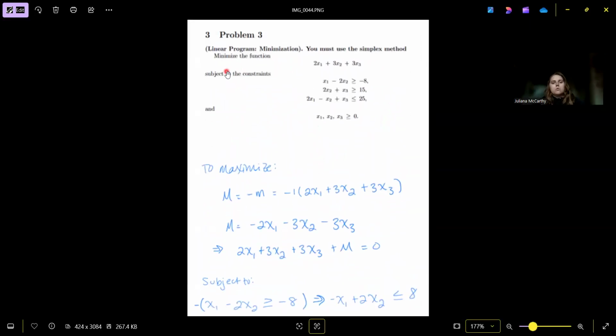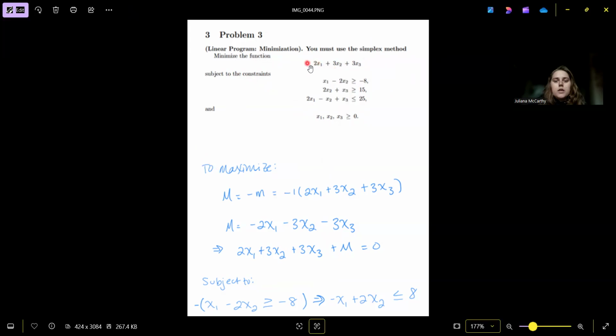We are going to use the simplex method. They want us to minimize the function given 2x1 plus 3x2 plus 3x3 subject to these constraints. However, we only know how to maximize. So we're just going to change this minimize to a maximize, and to do that, we just flip the signs.